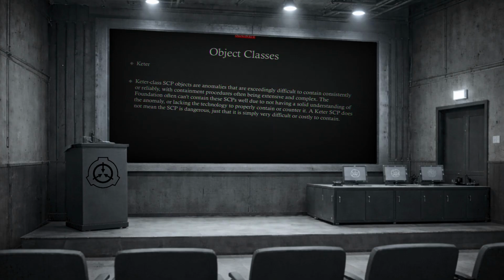The last object class that we are covering today is Keter. Keter class SCPs are anomalies that are exceedingly difficult to contain consistently or reliably, with containment procedures often being extensive and complex. The Foundation often can't contain these SCPs well due to not having a solid understanding of the anomaly, or lacking the technology to properly contain or counter it. A Keter SCP does not mean the SCP is dangerous, just that it's simply very difficult or costly to contain.